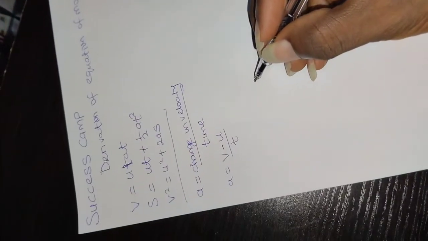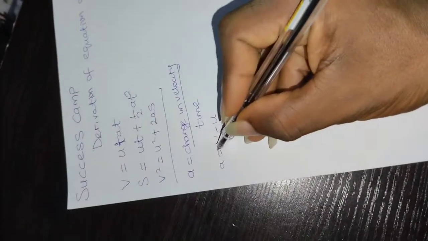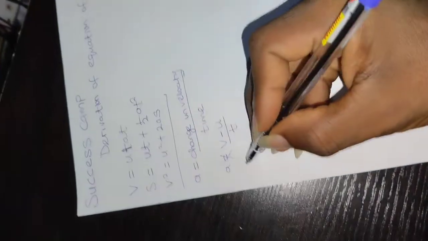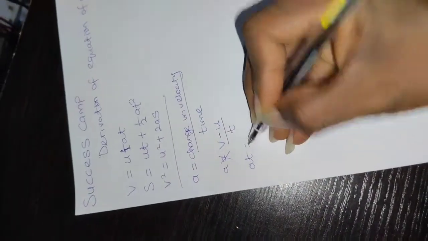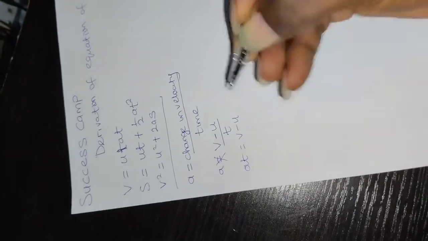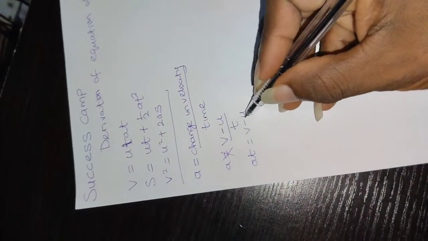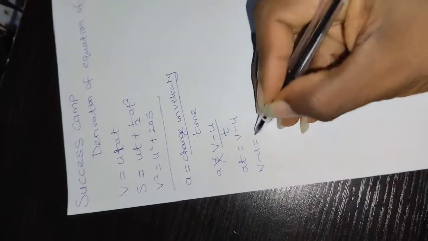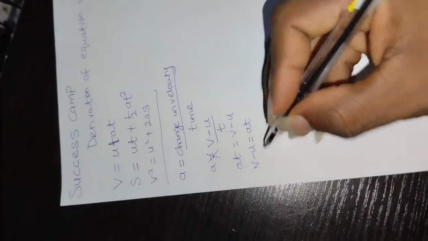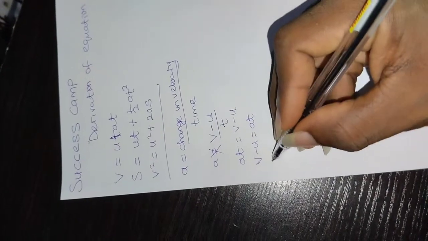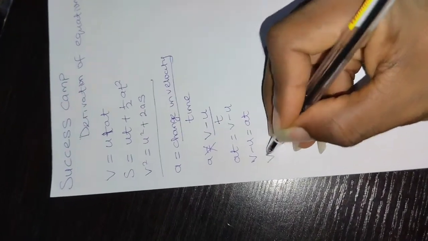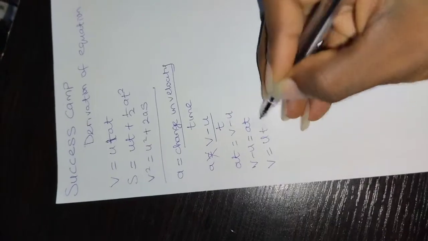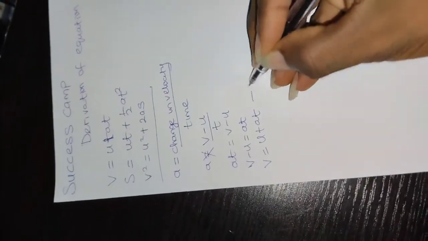So from here we can cross multiply and say we have at equals v minus u. I will bring my v minus u to this side and bring my at to this side, so I have v minus u equals at. From here I can take u to the other side and it becomes a plus: v equals u plus at. And that's how we get our first equation of motion.